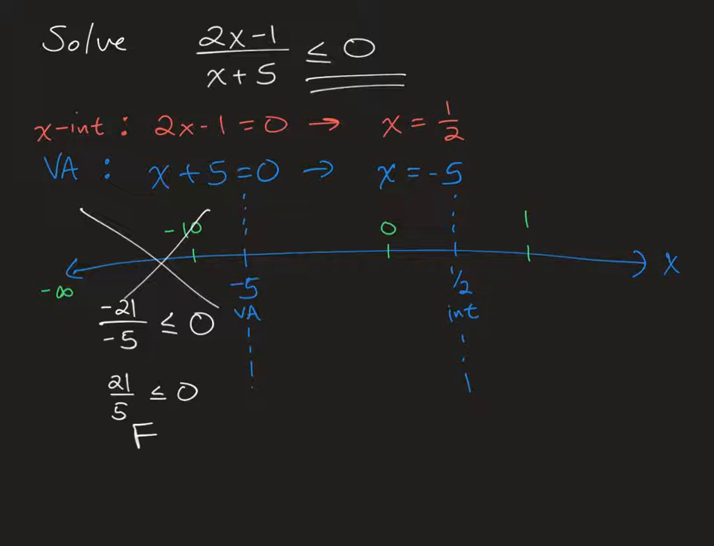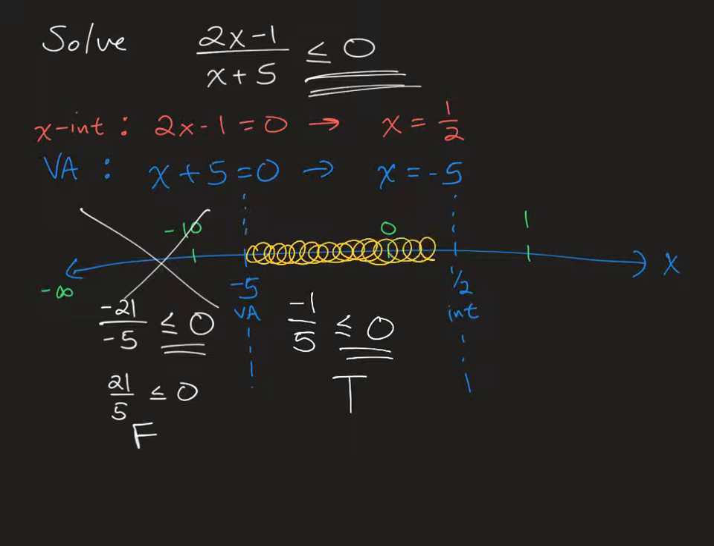All right, same thing, picking 0. It's pretty simple when you have 0. 2 times 0 is 0. 0 minus 1 is negative 1 in the numerator. In the denominator, 0 plus 5 is 5, and that is less than or equal to 0. Again, using this inequality here. Yeah, that's true. So I'm going to come through here and shade. There we go.